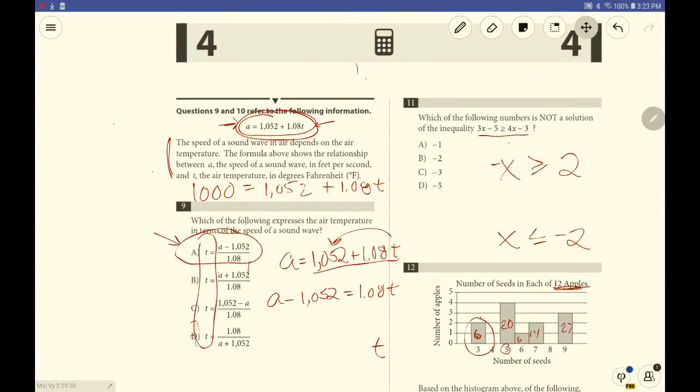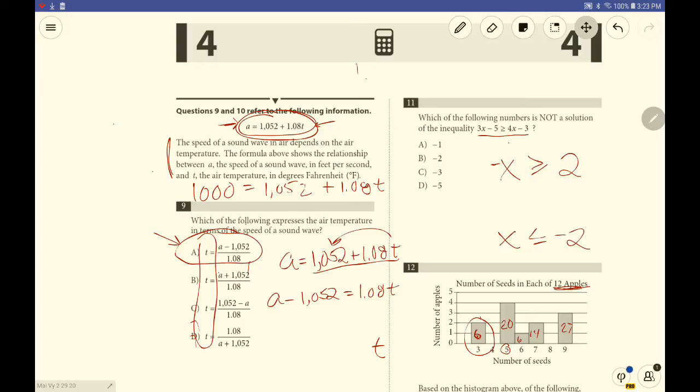Here's looking at a linear equation and what they want you to do. Just glance at the choices. They want you to solve for t, so solve for t. Subtract 1052 from each side, divide by 1.08, and there you go.